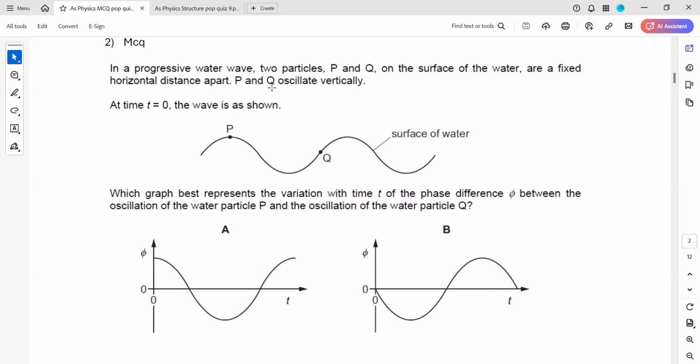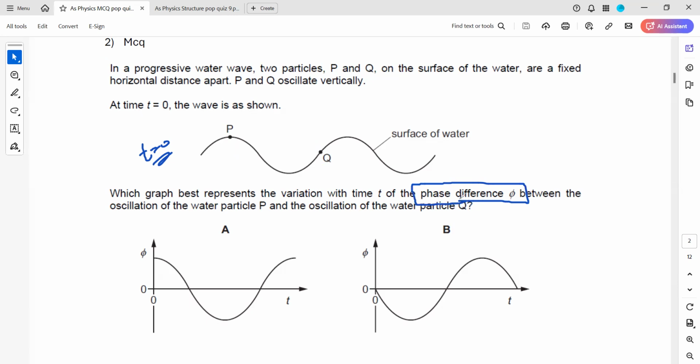Question two. In a progressive water wave, when we say a progressive wave, it means the wave will move from one place to another. Two particles P and Q on the surface of the water are a fixed horizontal distance apart and oscillate vertically. Like these particles are oscillating vertically. At time t equals zero, that's how the wave will look. When time is at the beginning, t equals zero, that's how we observe the wave. Which graph best represents the variation with time of the phase difference?